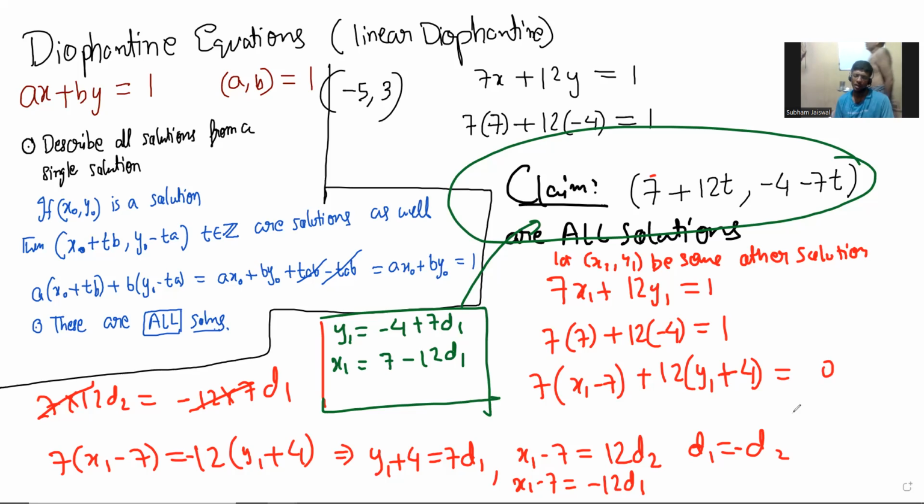Yes, exactly. What x1 and y1 are, it will depend on that, right? I mean, d1 is y1 plus 4 by 7, and it is also x1 plus minus 7 by 12. But oh, that doesn't give any insight. That's why I'm not saying it, right? Okay.